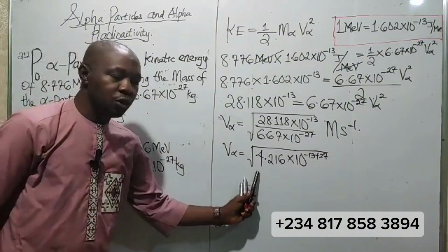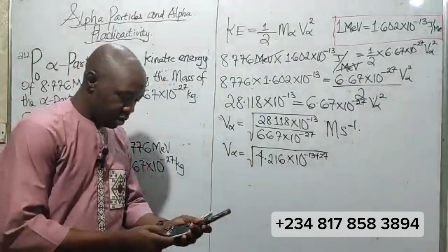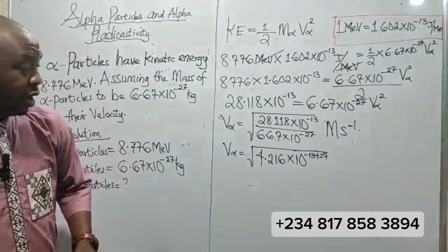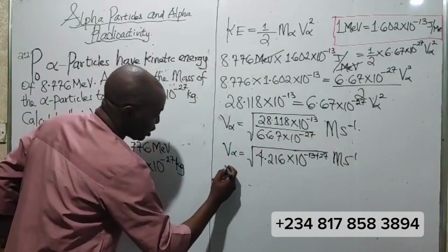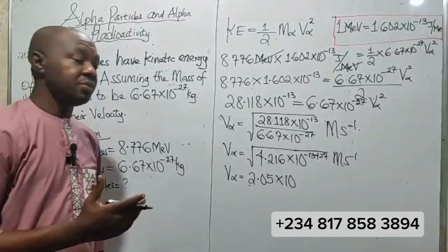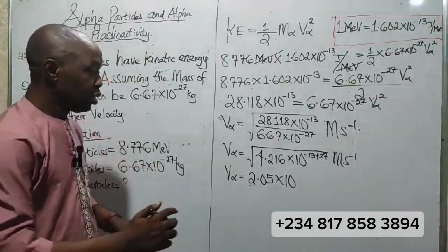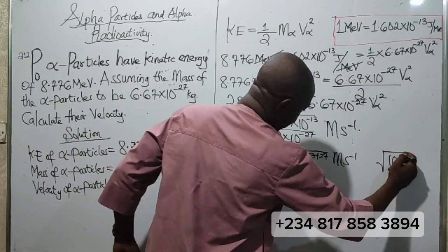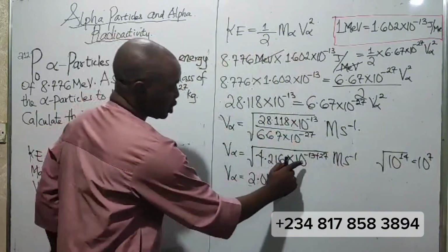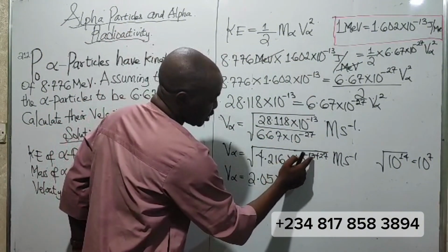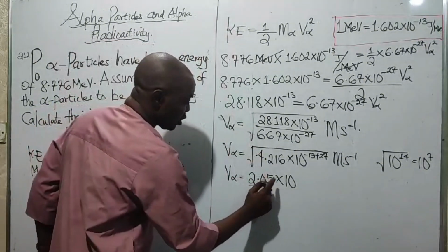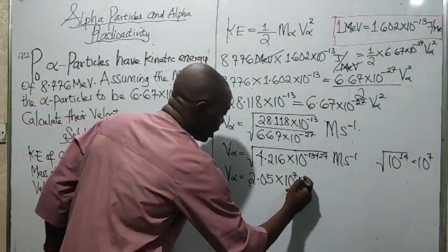So let's get the square root of 4.216. That will be 2.05. Now remember the unit of velocity is meters per second. So we have 2.05 multiplied by 10 raised to the power of 14, because minus 13 plus 27 is 14. The square root of 10 raised to the power of 14 will be 10 raised to the power of 7. So we have 2.05 times 10 raised to the power of 7 meters per second.